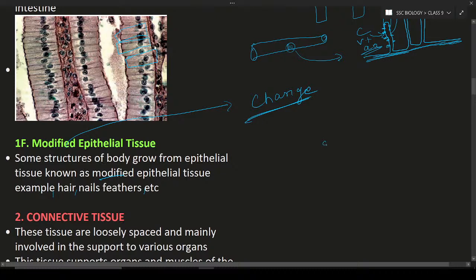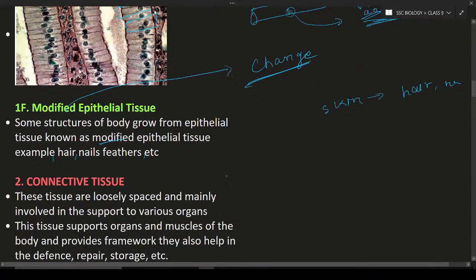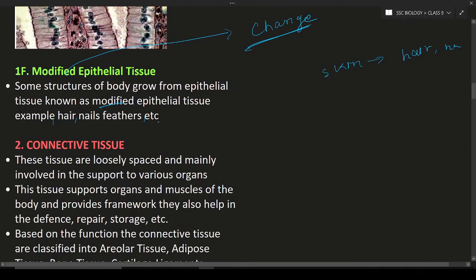Example, the skin. The skin is going to turn into hair. The skin is going to turn into nail and so on. So when such epithelial cells turn into hair, nails, feathers, etc., they are known as modified epithelial tissue. So till now we have completed epithelial tissue. Now we are going to discuss the next topic, that is known as connective tissue.